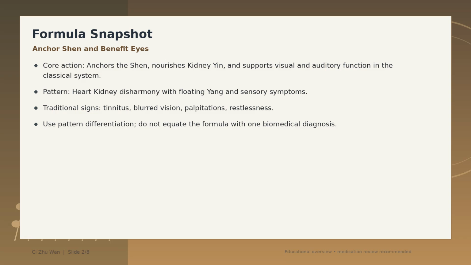The traditional target pattern is heart-kidney disharmony with floating yang and sensory symptoms. Typical clues include tinnitus, blurred vision, palpitations, restlessness, insomnia, and a wiry pulse. These findings are not all required, and the same biomedical diagnosis can present with different Chinese medicine patterns. Conversely, these traditional signs can arise from multiple biomedical conditions. That is why pattern differentiation and conventional red flag screening should occur together.